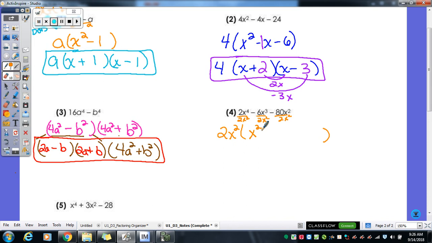And then 6x cubed divided by 2x squared would give us 3x, because 6 divided by 2 is 3. Again, you subtract those exponents. And then 80 divided by 2 gives us 40. So x squared minus 3x minus 40. So then we have a trinomial in there. We have to think to ourselves, can we factor that? Can we already think of things that multiply to give us 40, that when we combine them we can get a 3 in the middle?